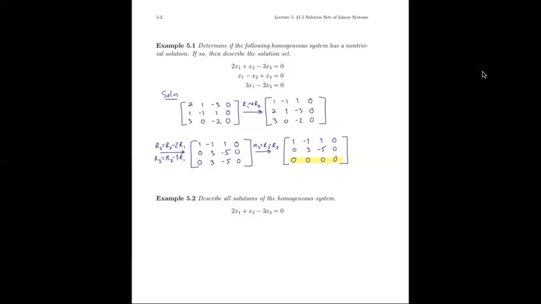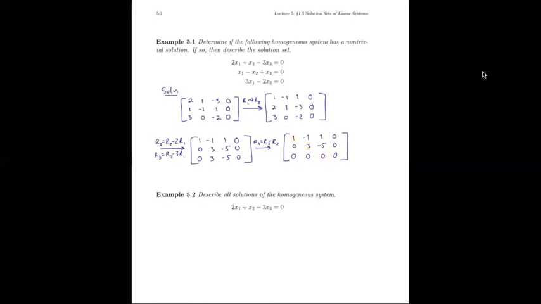Even if I don't go all the way, I already know that there's going to be a non-trivial solution to this homogeneous system. I know that's the case because this row of zeros indicates that there's a free variable in here, right? In other words, only x1 and x2 have leading entries. x3 does not have a leading entry. x3 is a free variable. x3 can be whatever it wants to be, and we'll still have a solution to the system.